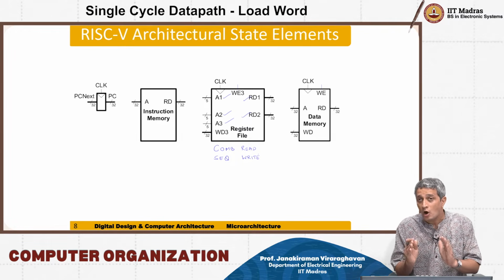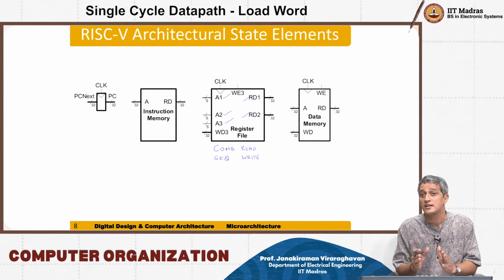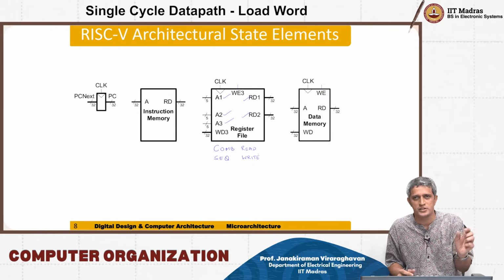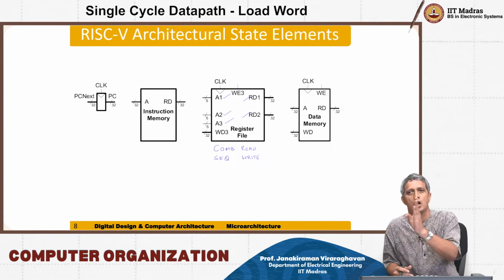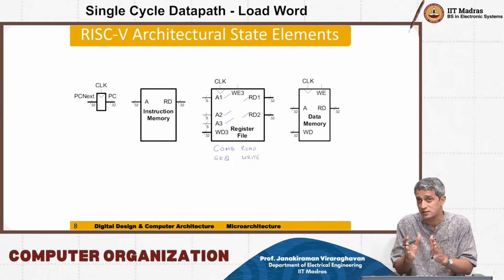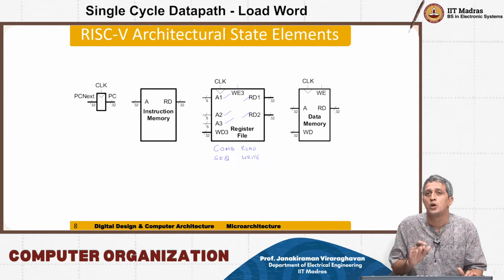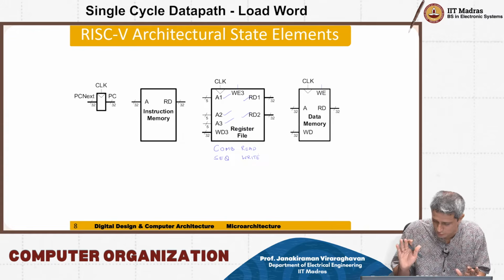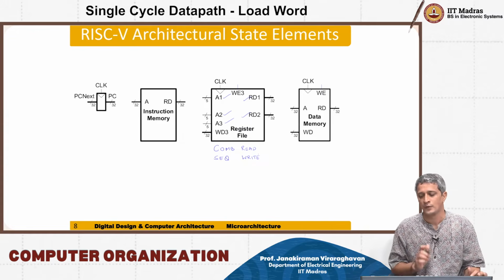Now, if we did not have a combinational read and we had a sequential read, for example, it's not sufficient just to give the address, but you need a clock edge to read the data out of the register file. That could also exist. You cannot implement a single cycle processor with it. I'll highlight this later as well. Okay, so keep this in mind.